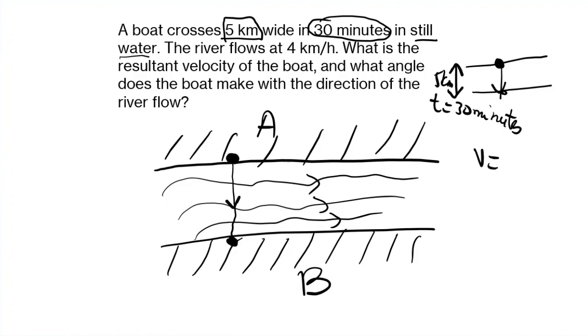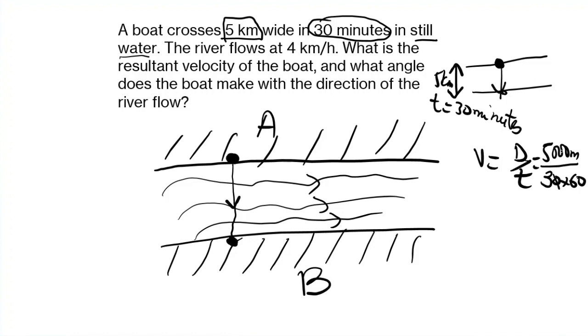5 kilometers. We know that velocity is equal to what? Distance over time, right? Or displacement over time. The displacement here is 5 kilometers. That's going to be 5,000 meters over 30 minutes. That's 30 times 60, right?